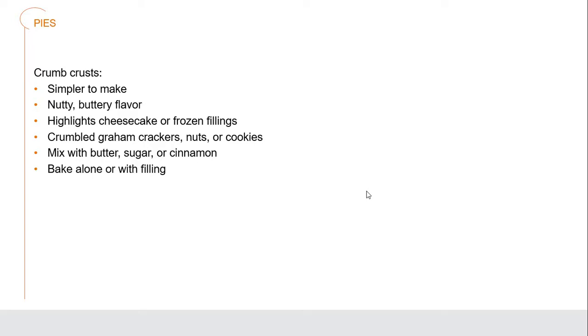So when we look at pies that have a crumb crust, very often this can be things like graham cracker crusts, nut crusts or different cookie crusts. These are really easy to make. We're basically just taking some graham crackers, mixing those with some butter, some sugar, or some cinnamon. We're crumbling those down, crunching those down and mixing them up, and we pack them into the base of our pies. This is a really simple one.